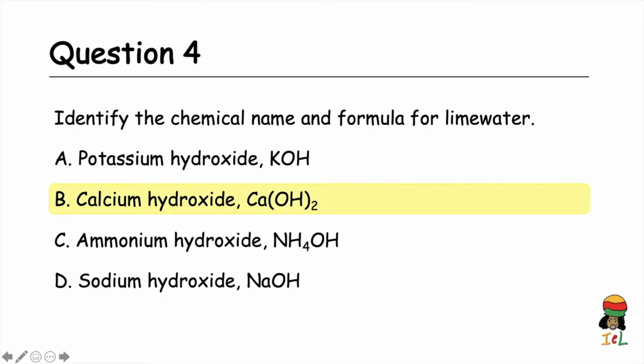The answer is B. The chemical name of lime water is calcium hydroxide and its chemical formula is Ca(OH)2. Question 5.